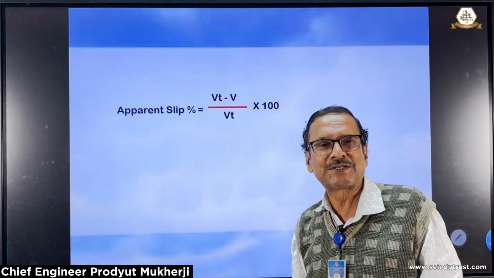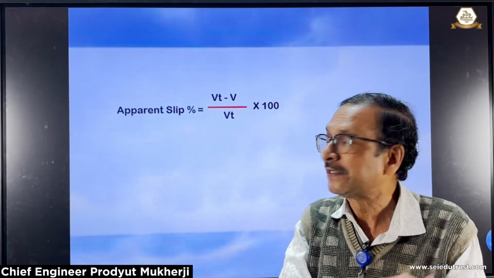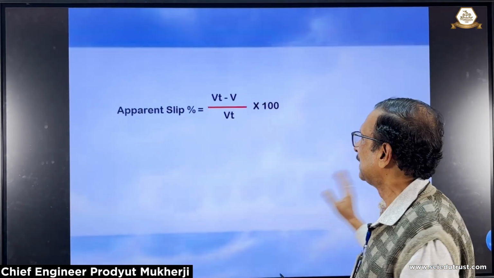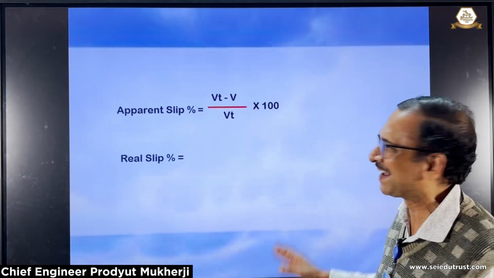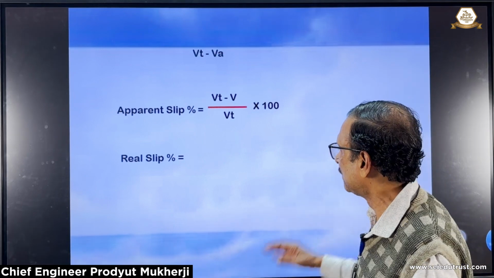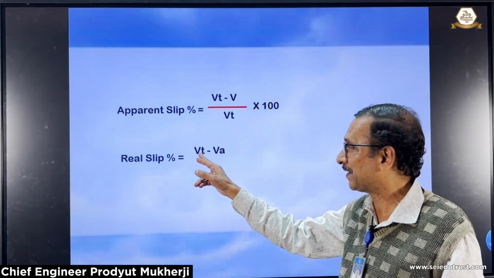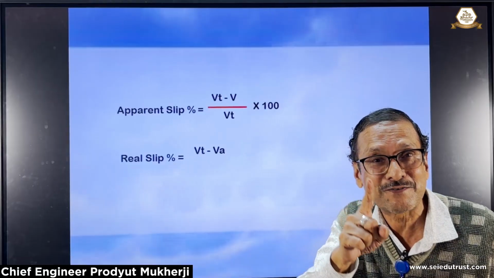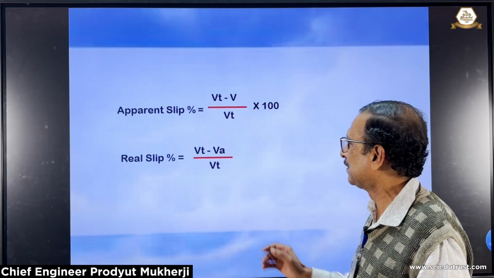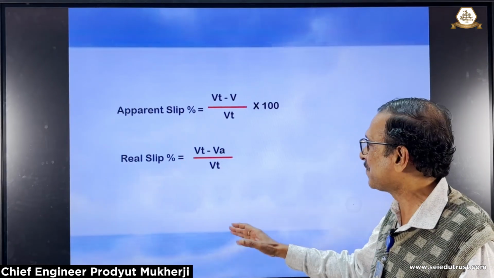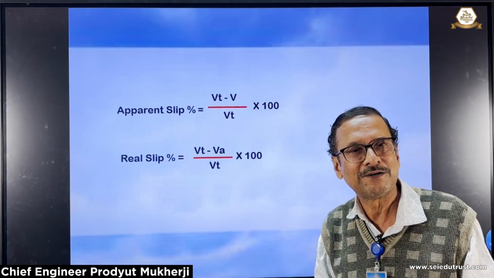Normally, apparent slip is the one which we calculate on board. Next, we come to real slip, which is absolutely for the designers. We don't need it on board. So, real slip is theoretical speed minus speed of advance divided by the theoretical speed. And since it is a percentage, we have to multiply it by 100.